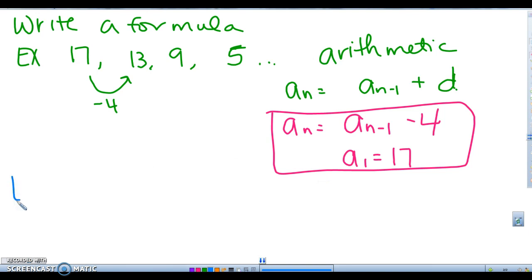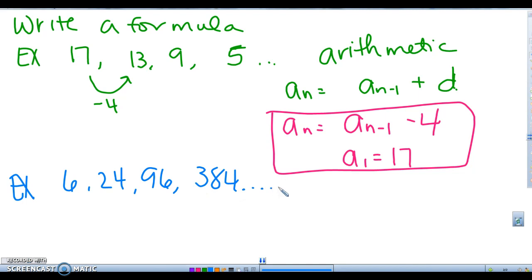What if I have 6, 24, 96, 384, and so on? What kind of sequence is that? Arithmetic, geometric, or neither? Good, this one is geometric. And I'm multiplying by 4 each time.